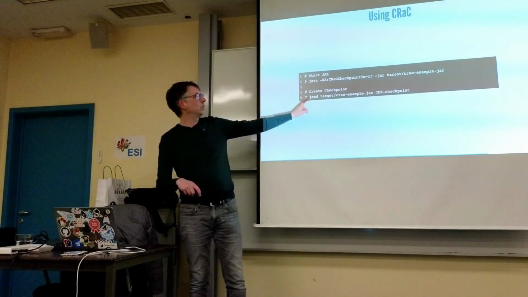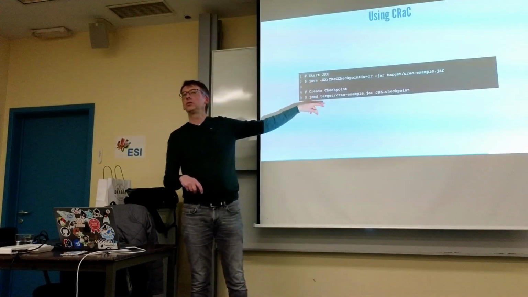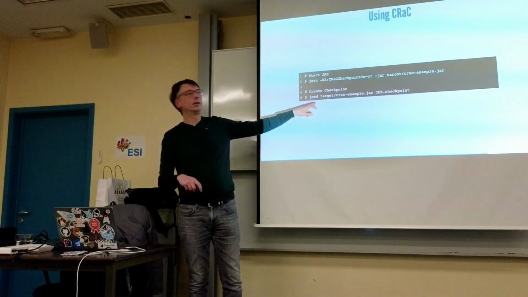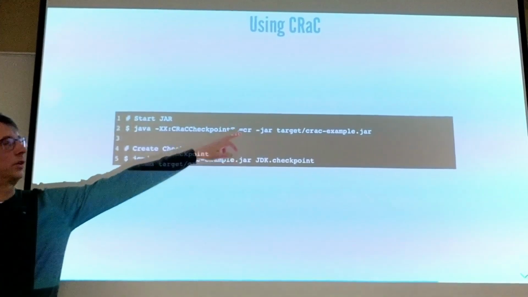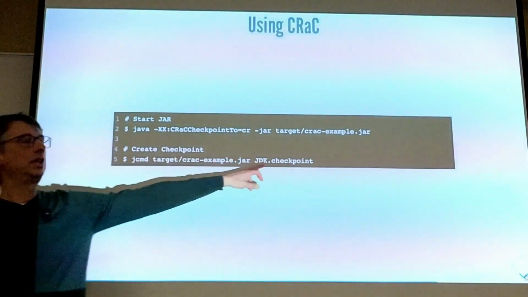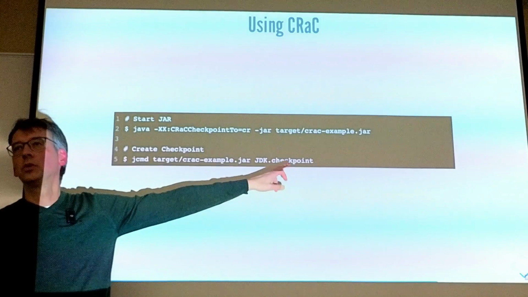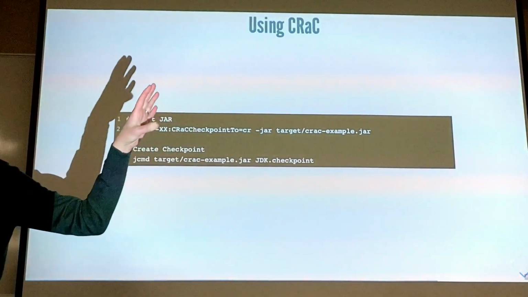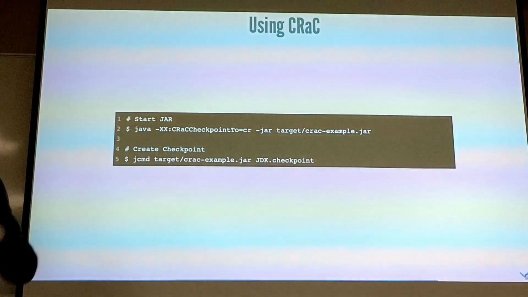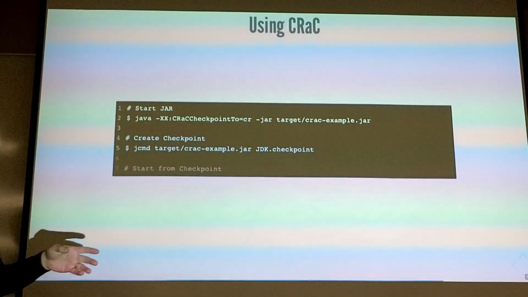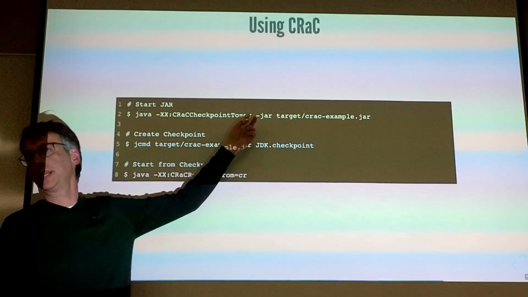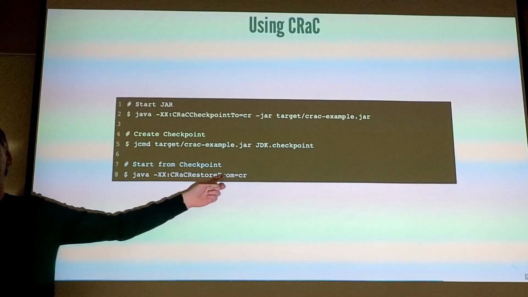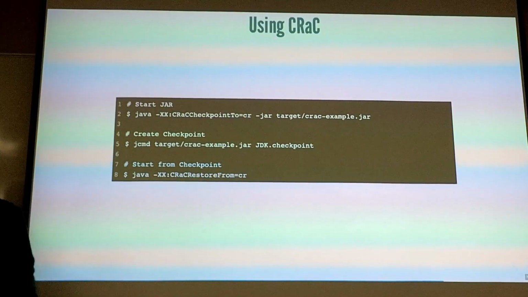Now, when the application is running, in a second terminal or in another session, you can use jcmd on the target application and ask it to create a checkpoint. At this point, the checkpoint creation process will start, and if it finishes successfully, your application will be stopped. If you have a checkpoint in that directory, you can restart it with CRaC restore from and the directory where the checkpoint is found.